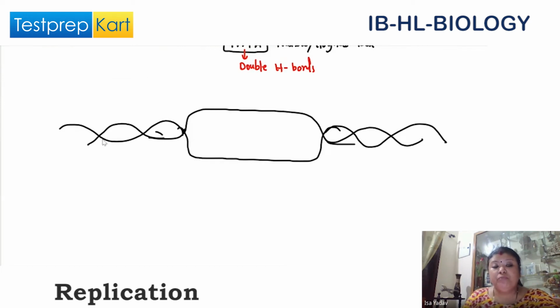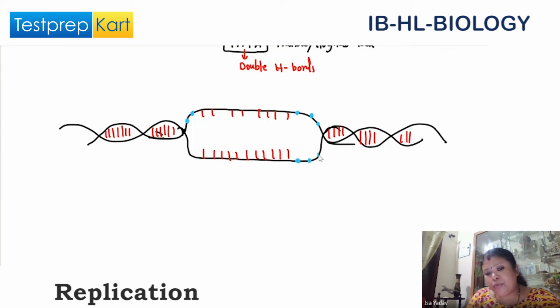Okay. So only a segment of DNA we are using. That's it. We are not using the entire DNA. Only a segment of DNA we are using. Now, this is exposed, so we will have a protein that I named earlier, SSB, single stranded binding protein.